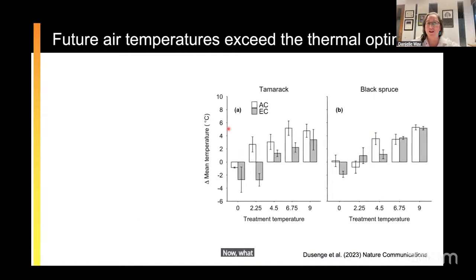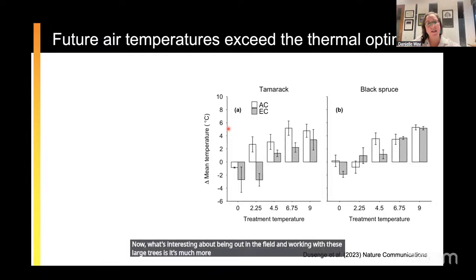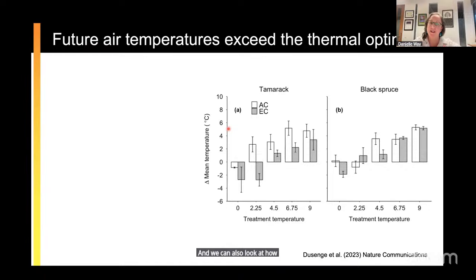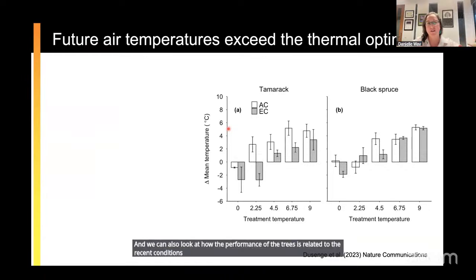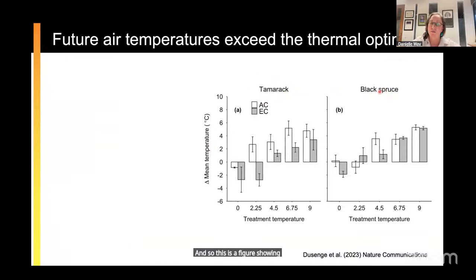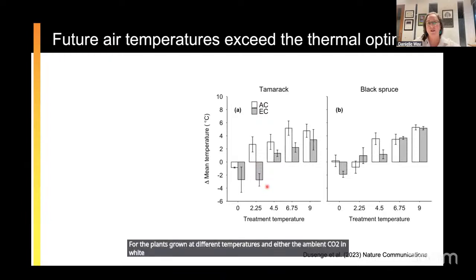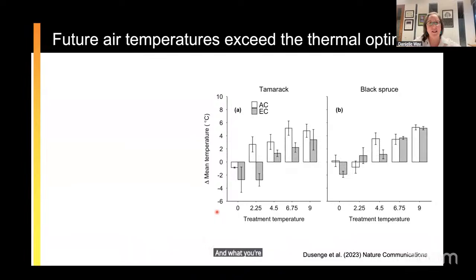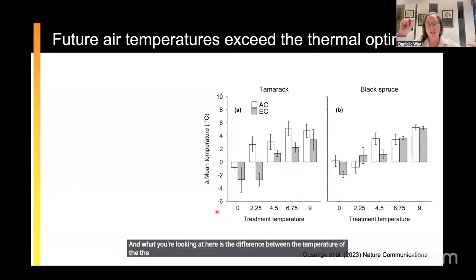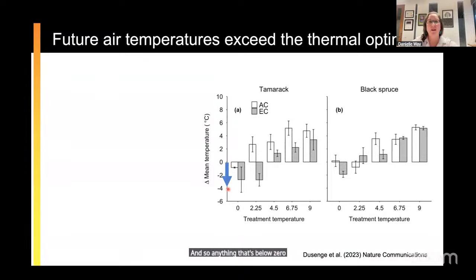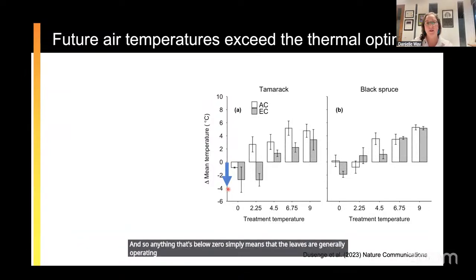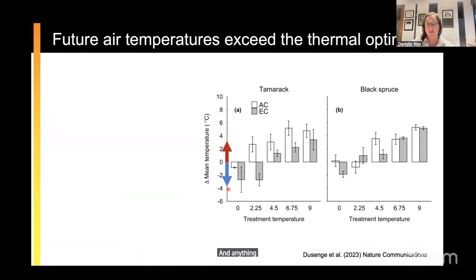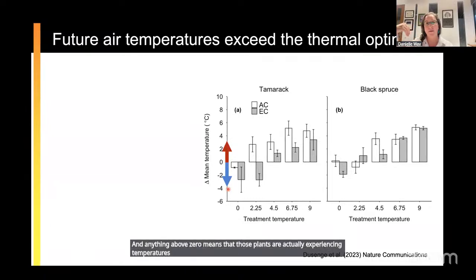Now, what's interesting about being out in the field and working with these large trees is it's much more ecologically realistic. And we can also look at how the performance of the trees is related to the recent conditions they're experiencing in the field. And so this is a figure showing both of the species, tamarack and black spruce, for the plants grown at different temperatures and either the ambient CO2 in white or the elevated CO2 plants in gray. And what you're looking at here is the difference between the temperature of the thermal optimum of photosynthesis and the actual average leaf temperatures that the plants are achieving in the field over the previous week or so. And so anything that's below zero simply means that the leaves are generally operating below the thermal optimum of photosynthesis. And anything above zero means that those plants are actually experiencing temperatures above the thermal optimum of photosynthesis.